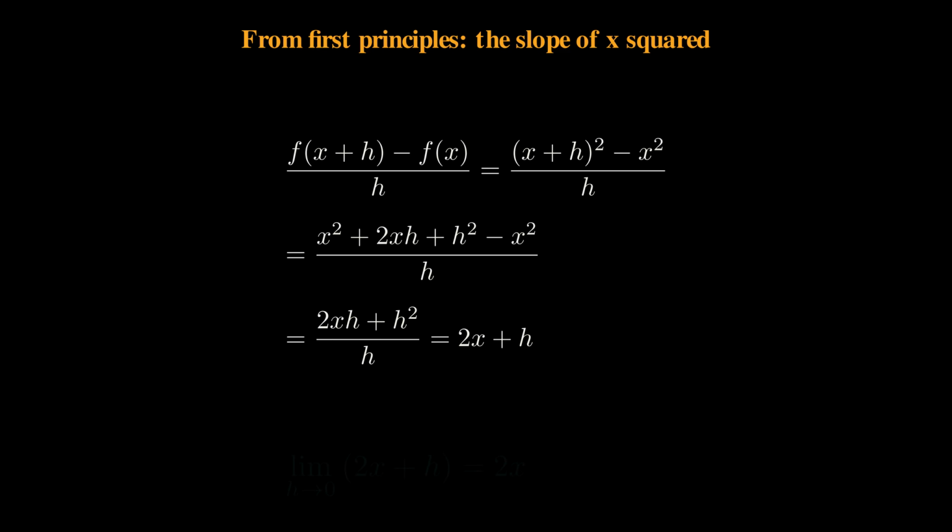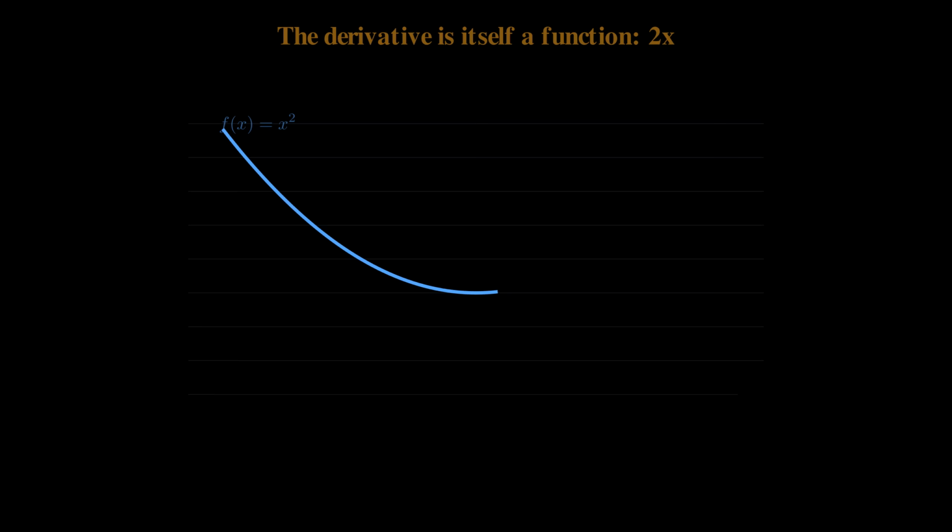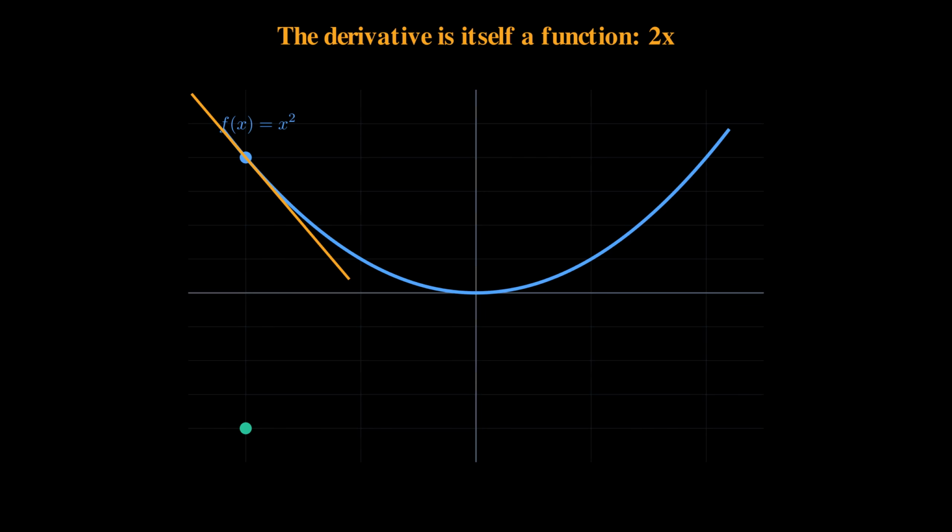And finally, take the limit as h goes to 0. The lone h vanishes, and the derivative of x squared is 2x. Notice we simplified first. Then let h go. Never 0 over 0. So the slope of x squared at any point is 2x. And that is itself a function, the gradient function.